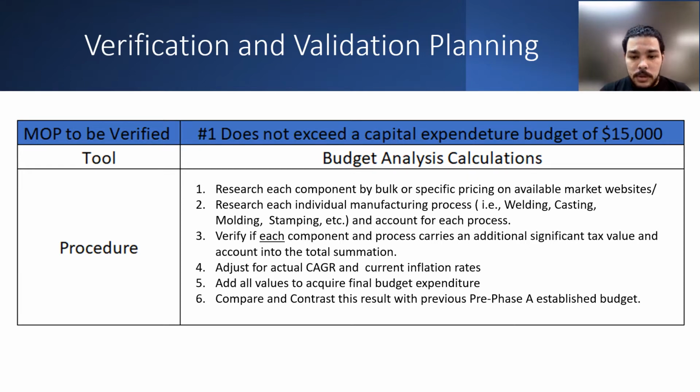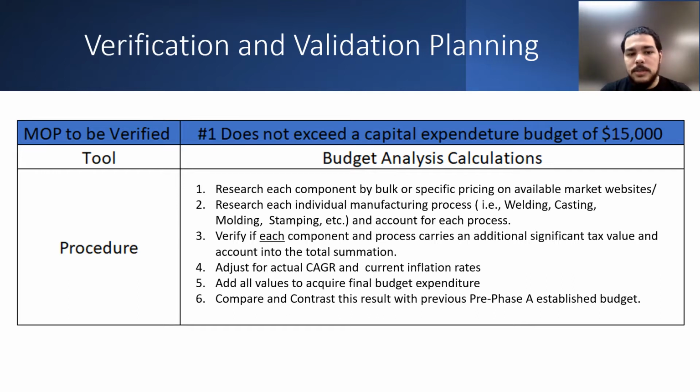For how we are going to go about that, here is a series of steps that we are going to take in order to accomplish this verification. Step one would be to research each component in bulk and/or specifically by pricing and availability in the current market as it stands via websites or by consumer locations or stores and such. Secondly, would be to research the individual manufacturing processes such as stamping, casting, molding, etc., and take them into account in the budget analysis process.